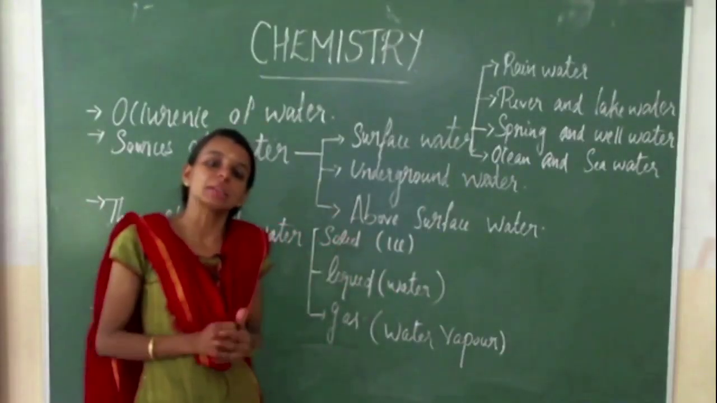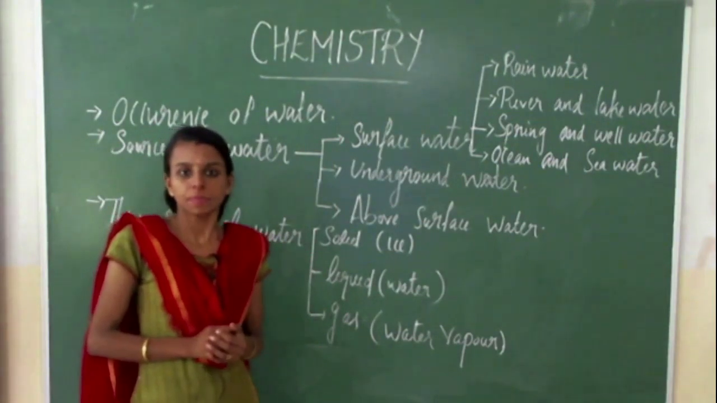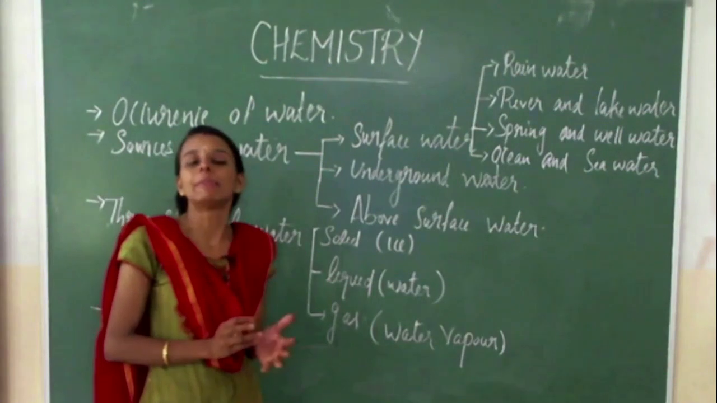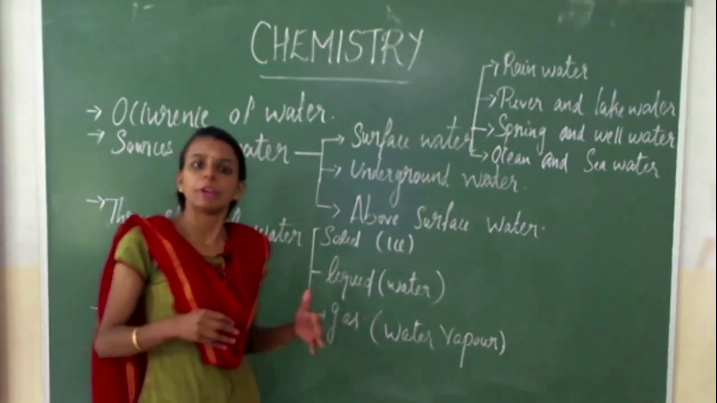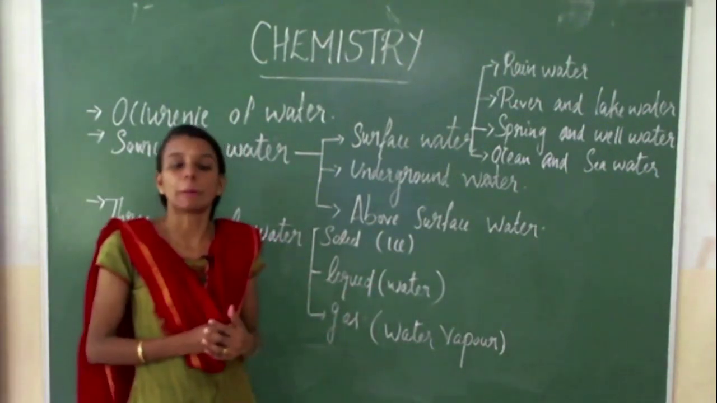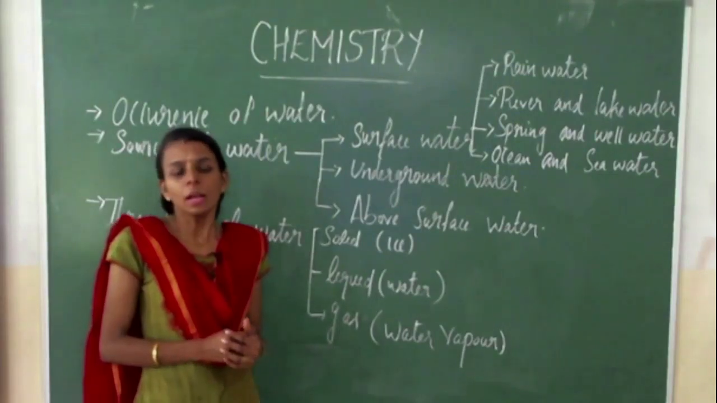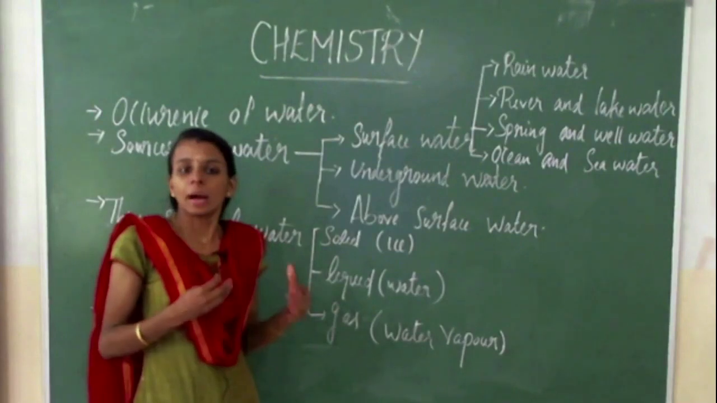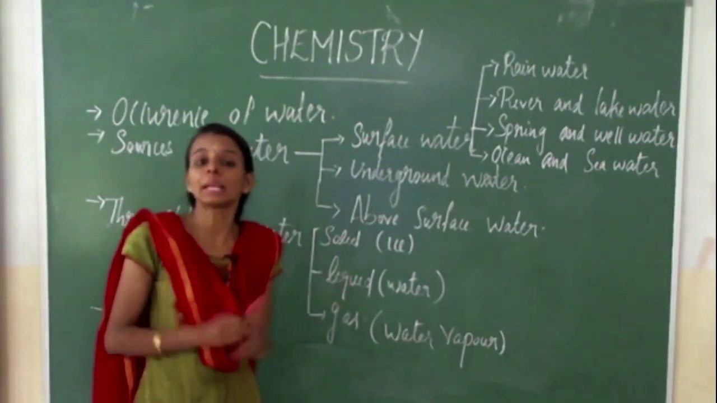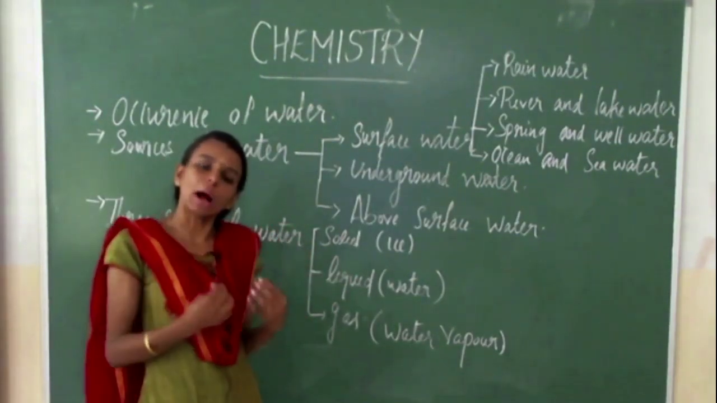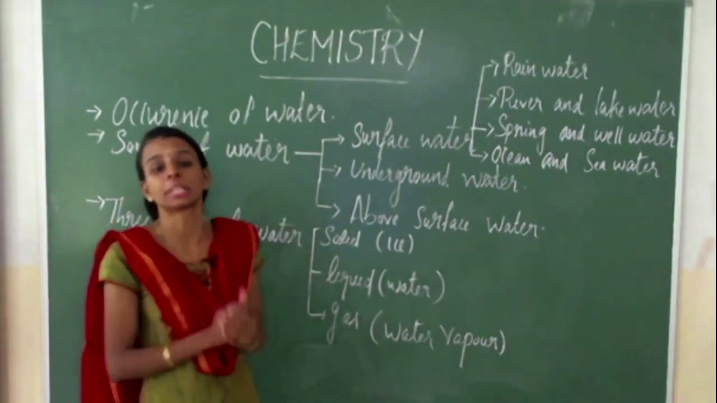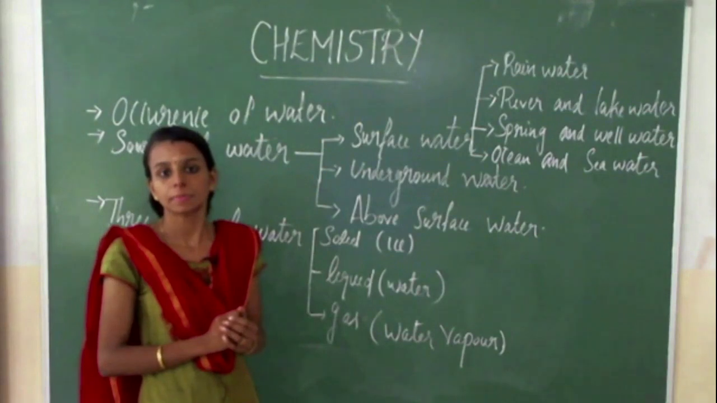We cannot imagine life without water. Water is the most abundant substance for all living organisms. We use water for different purposes. That's why water is very important in our life. Now we can discuss the importance of water. We drink water to fulfill our biological needs. That is the first importance of water.